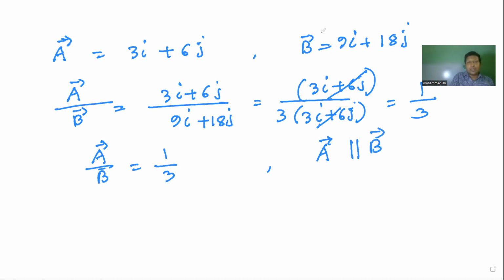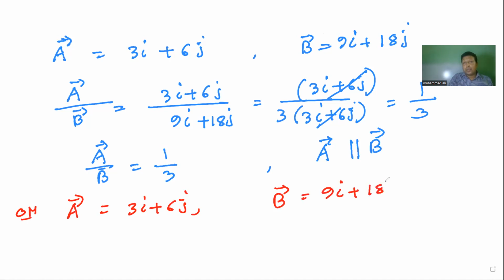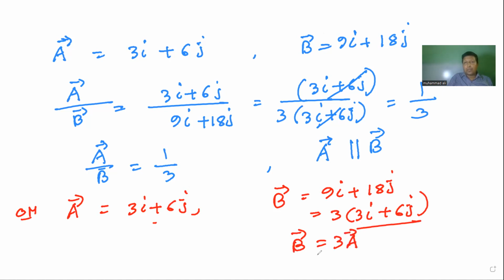Or another way you can say: a vector equals 3i plus 6j and b vector equals 9i plus 18j. If we take 3 common, we get 3 times 3i plus 6j, and 3i plus 6j is a. So b vector we can write as 3 multiplied by a vector. So b vector can be expressed as the product of 3 with a vector. So both of these vectors are parallel, and b vector is parallel to a vector. It's also very important information for us.